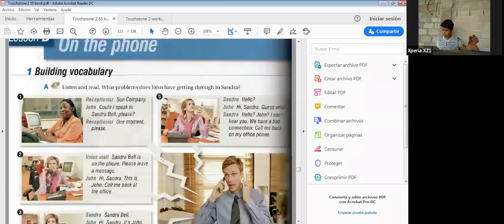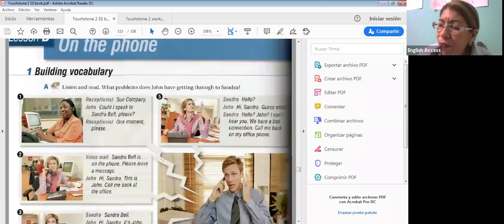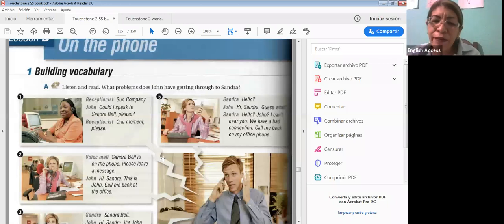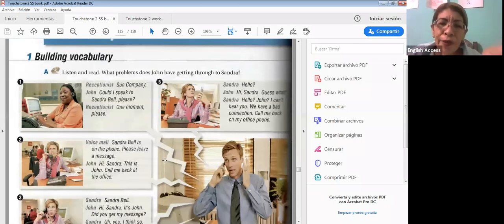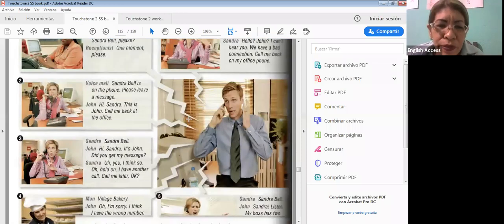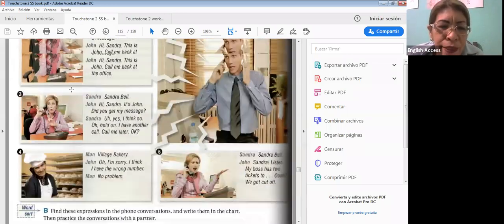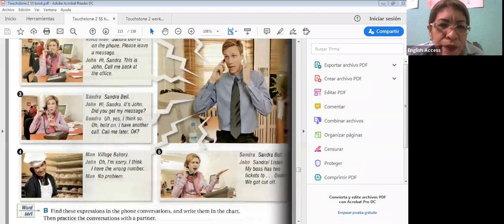I'm going to play the audio. Try to listen carefully. If you have your earphones, try to put them on. Remember that the audios are a little bit low, so put on your earphones and listen carefully. At the same time, you're going to follow this conversation in your books, okay? So let me look for the audio.